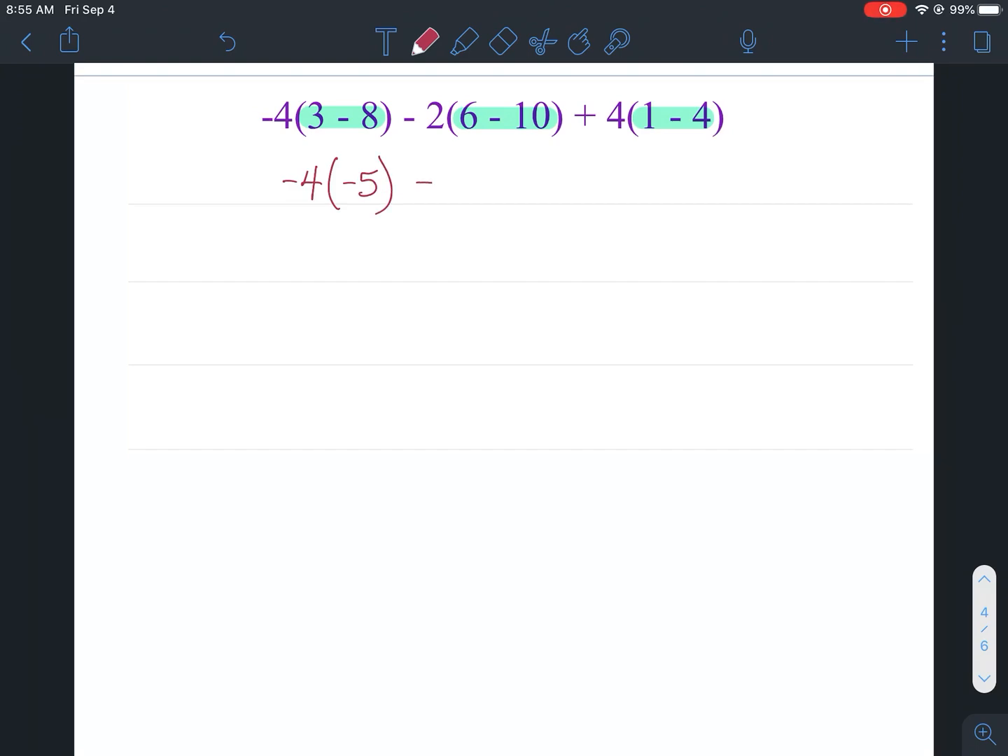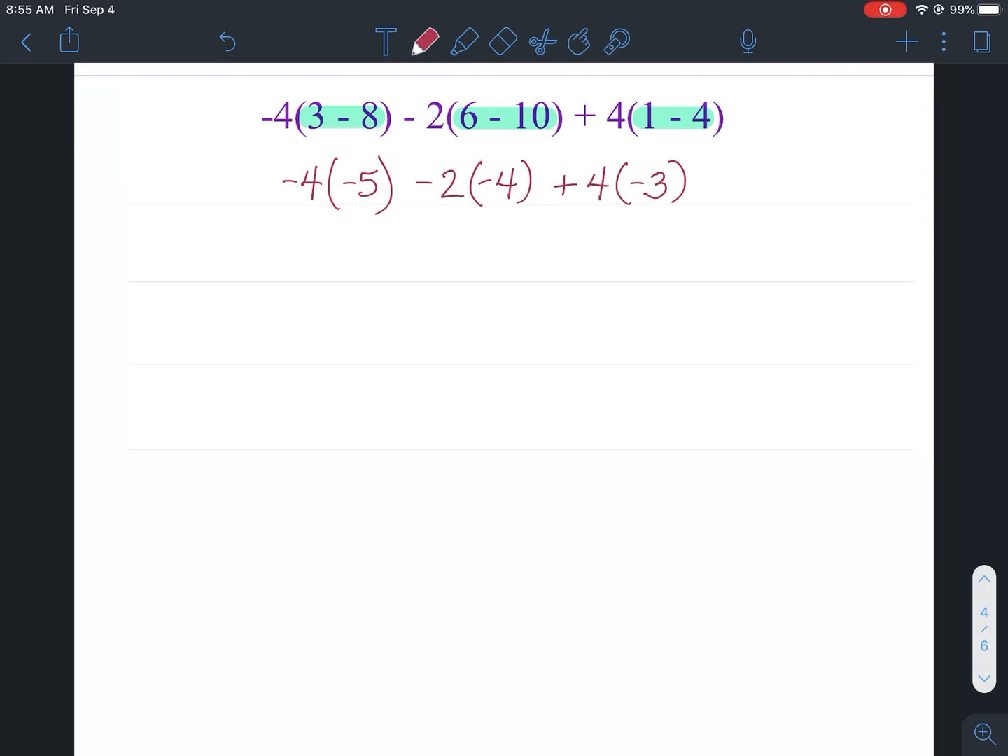Now I'm going to bring down the -2. Inside the next set of parentheses, 6 minus 10, those signs are different, so I'm going to subtract. And then the larger number is negative, so it'll be a -4. Bring down the +4. Inside that set of parentheses, I've got 1 minus 4. The signs are different, so I'm going to subtract. And then 4 is the larger number, so it'll be -3.